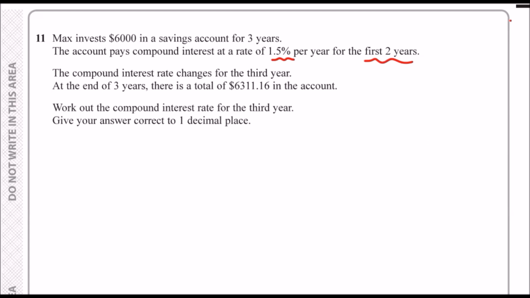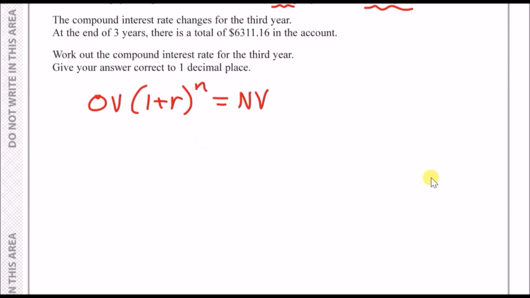Okay, cool. So to work this out, we always use the standard OV-NV formula, which is like this. We say that the original value, which is multiplied by some multiplier, 1 plus a rate, for some number of years, should equal the new value. Now, the difference in this equation is the fact that we have different interest rates for different years, especially the third year. So we can now modify this equation as this.